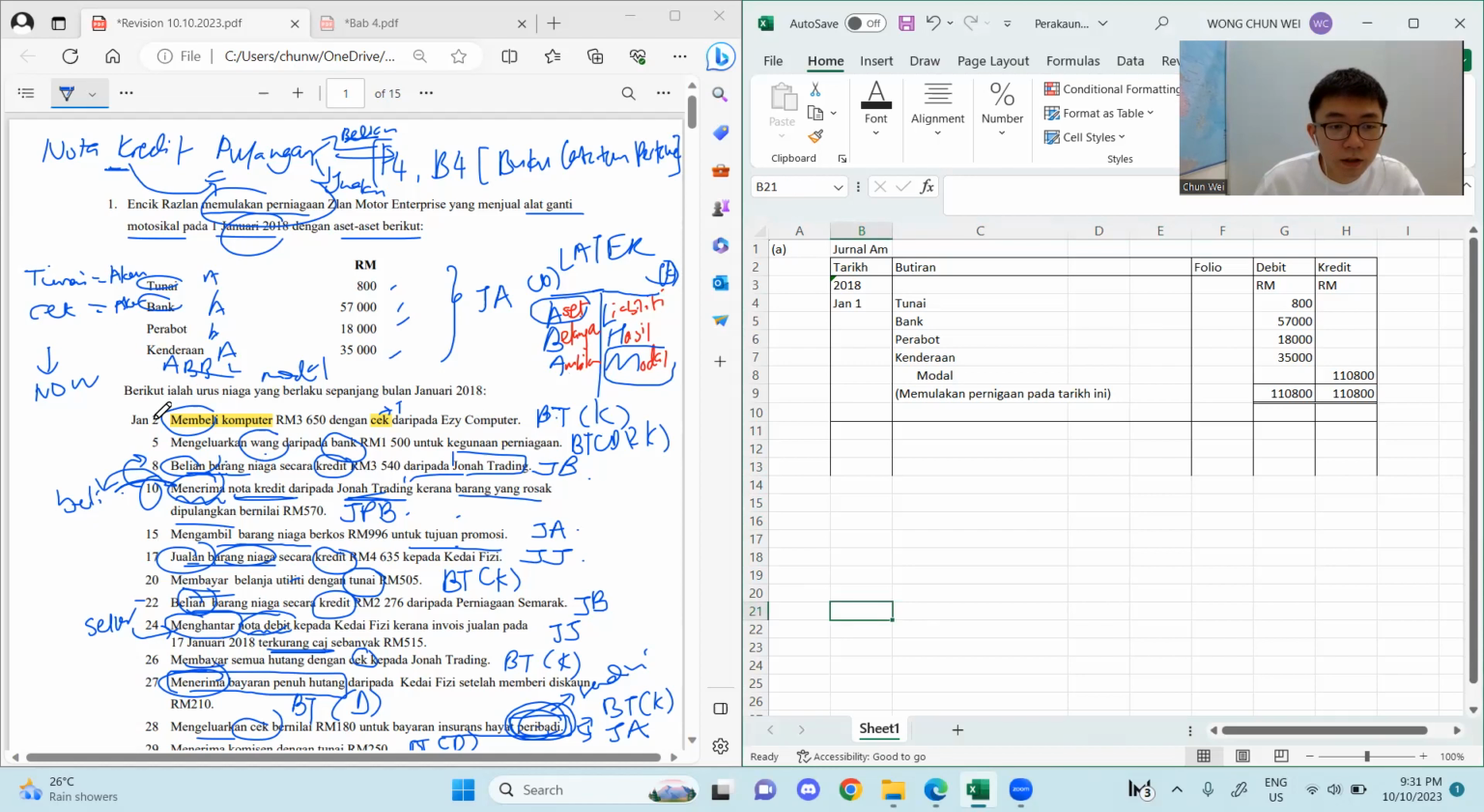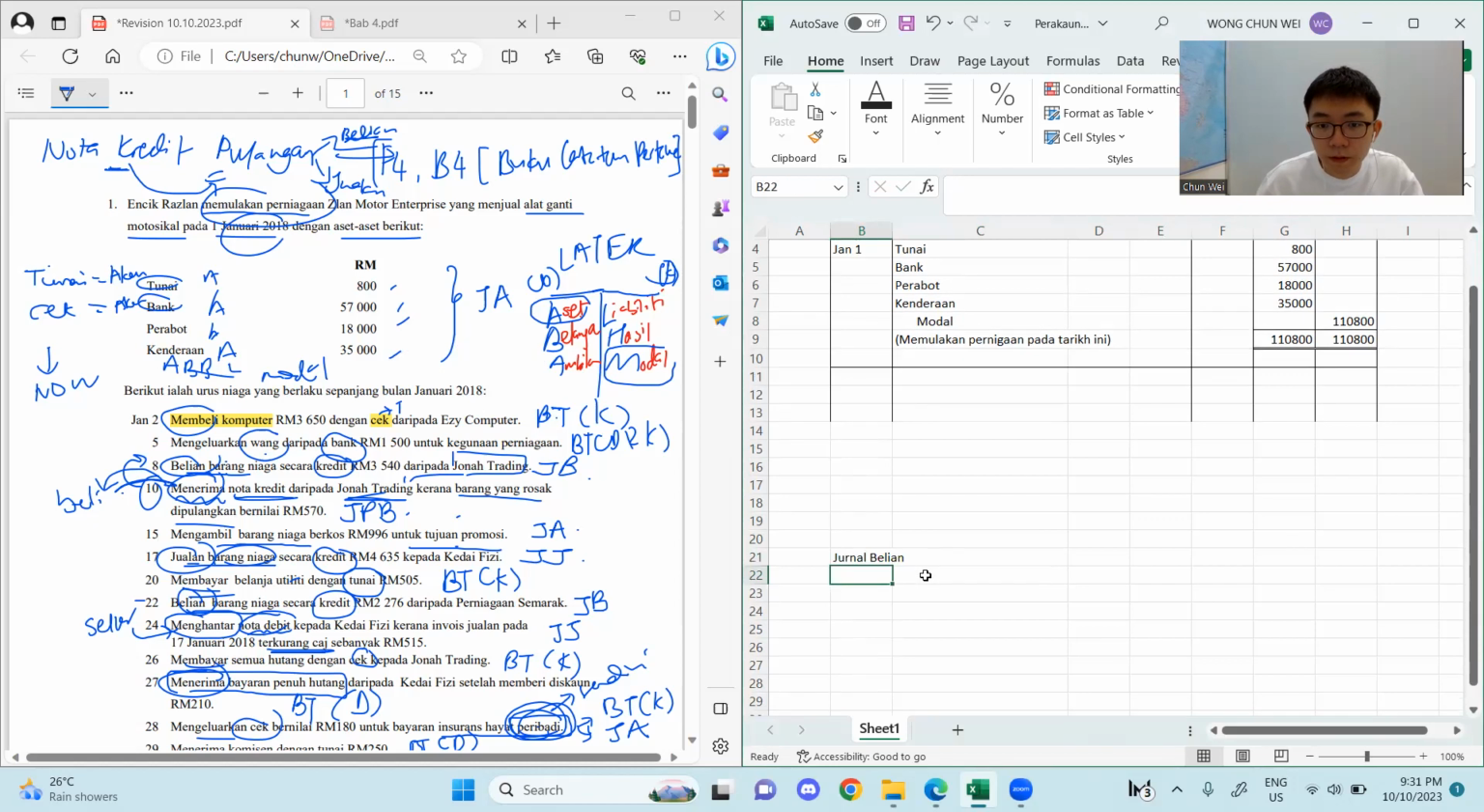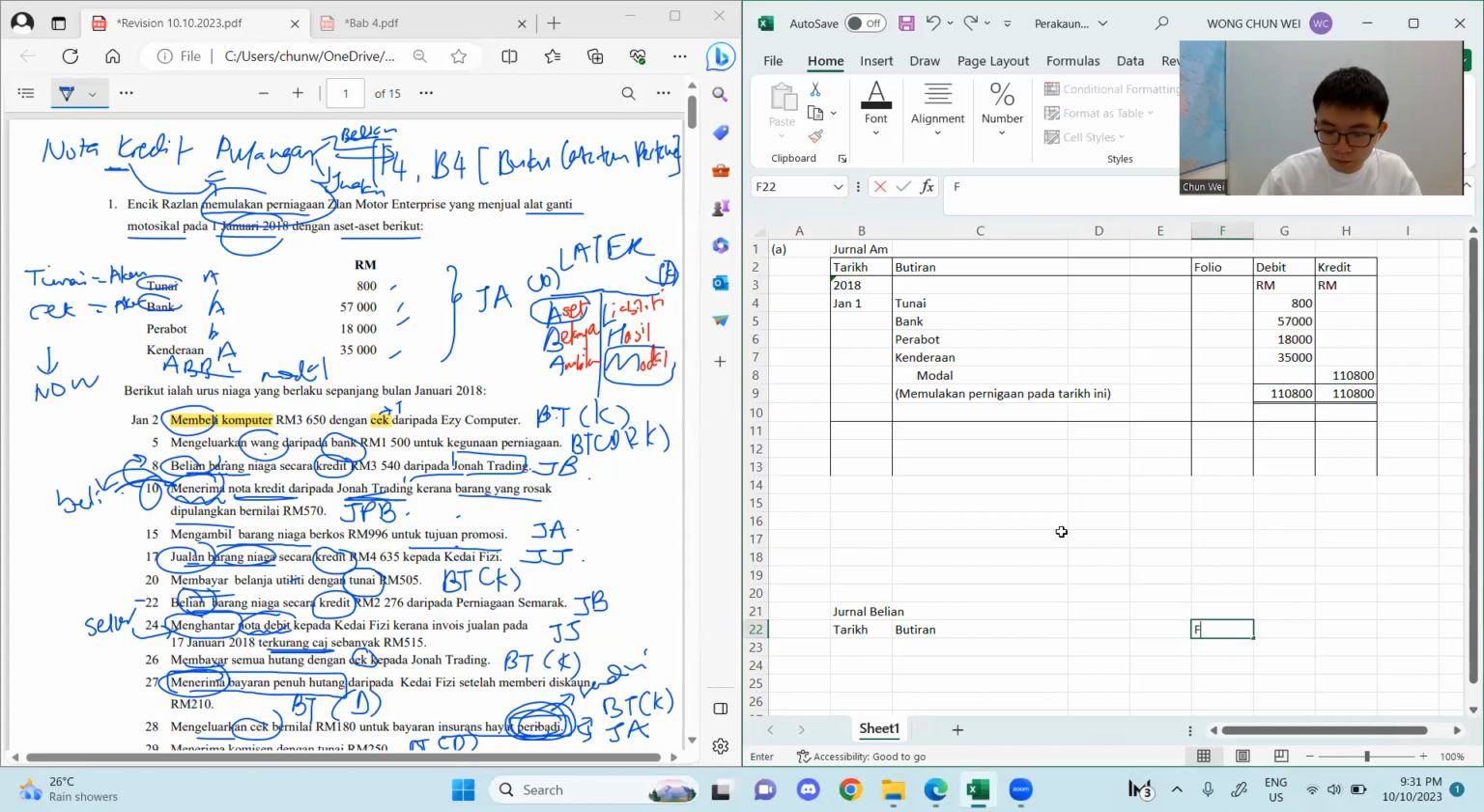January 2nd, okay, so we have a buku tunai tonight. But before that, let's start by writing down the journal first. So we have journal bulan. Journal bulan, you just put tarikh, butiran, folio. And as I showed you just now, for all these journals, they just have a jumlah.